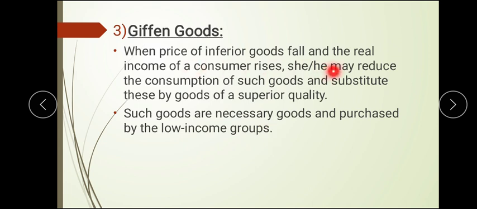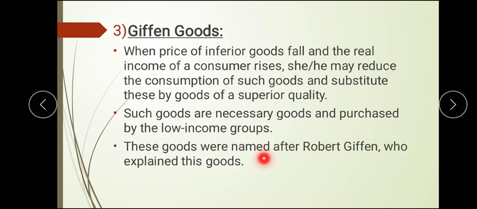If their income increases, what will happen? They will substitute these inferior goods with superior quality goods. So this is where Giffen goods are named. Why is it called Giffen? Why is there the word Giffen? Giffen has been given after the name of Robert Giffen, who explained this type of goods. He discovered this type of inferior quality goods, and that's why these inferior goods are also called Giffen goods, because his name was Giffen. So this is how it has been named after Robert Giffen.